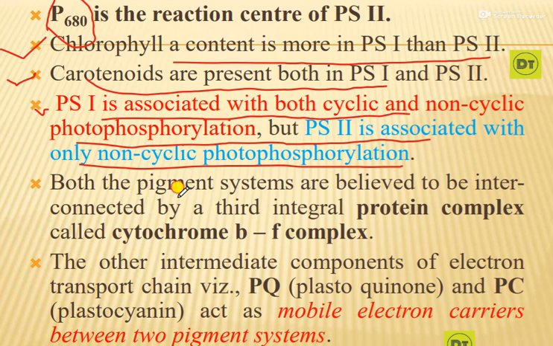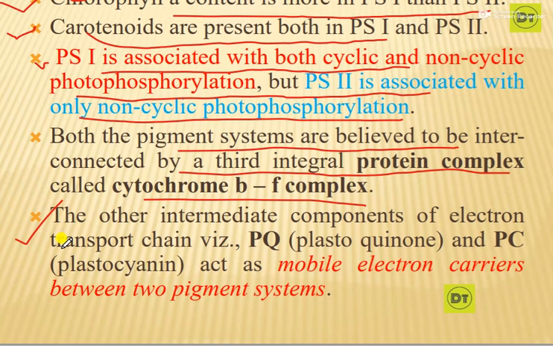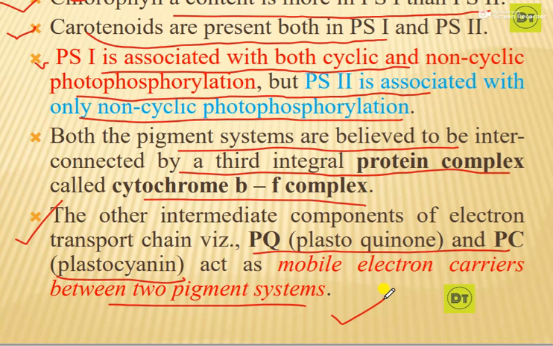Then both the pigment systems are believed to be interconnected by a third integral protein complex called the cytochrome BF complex. These two photosystems, PS1 and PS2, are connected by a protein complex which is known as the cytochrome BF complex. Then there are some mobile electron carriers, and these mobile electron carriers are PQ, plastoquinone, and PC, that is plastocyanin, which act between the two pigment systems. Okay, you have to remember these terms also.